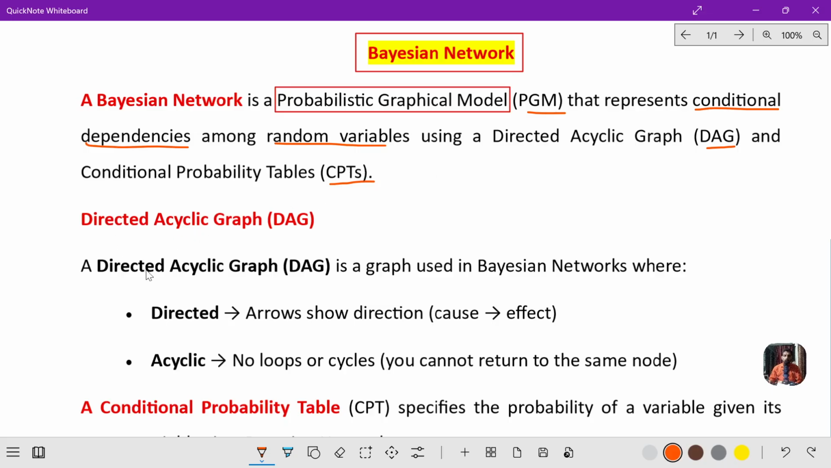So you observe, a DAG is a directed acyclic graph used in Bayesian networks. So what does it mean by directed? There are arrows which show the direction. This is something like a cause and effect. And the second one is acyclic. So what is the meaning of acyclic? Acyclic means there are no loops. So this is called an acyclic graph.